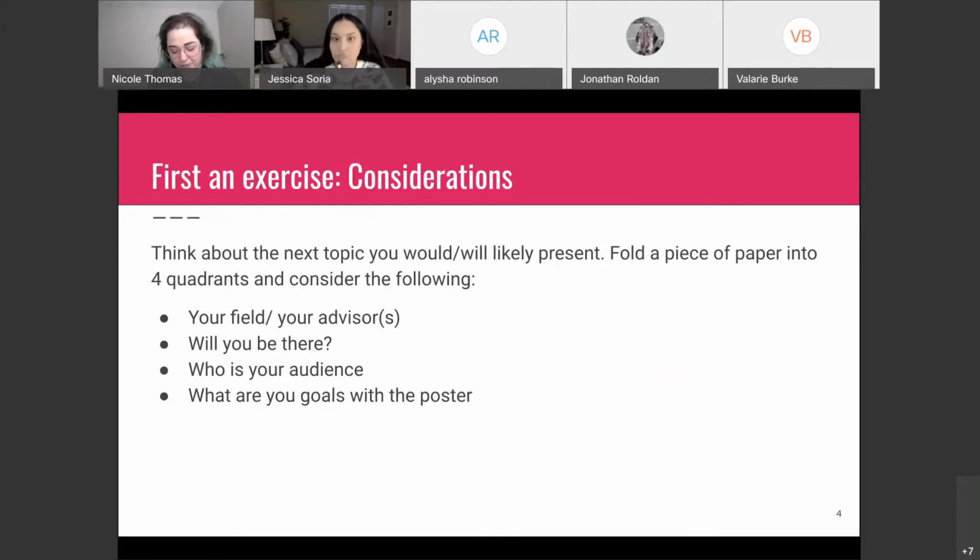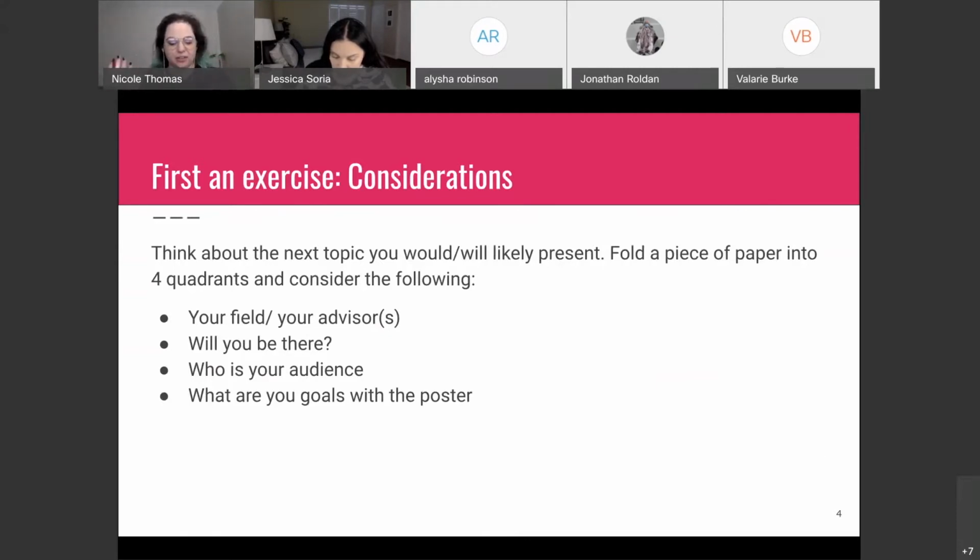Your third quadrant is going to be your audience. So where you're presenting this, who you're presenting this to, who you're speaking to, who you're speaking with, in consideration of your audience. And then finally, your last quadrant is your goals. So what are your goals with this poster?